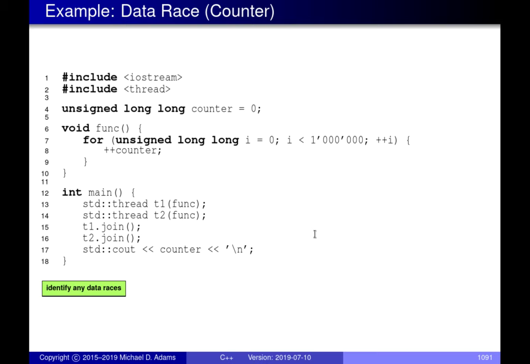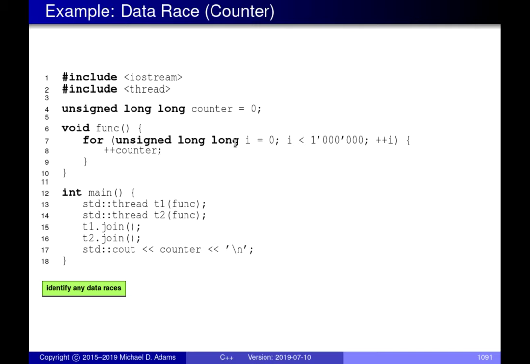Another example of some code that has some data races would be this example here, where we have a function which is representing the code that we're going to have a thread execute. So this is a function for a thread to execute, and we're creating two threads, T1 and T2, both of which are going to run this function.